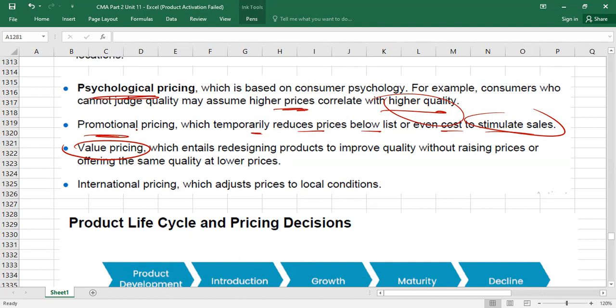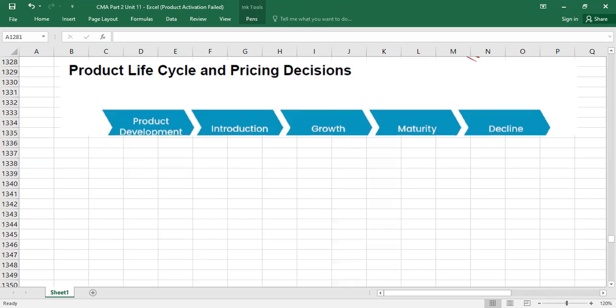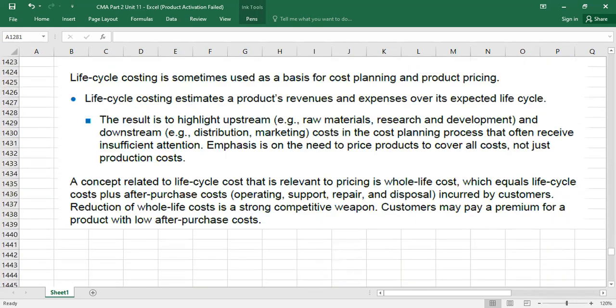Then you have international pricing. International pricing means they always adjust pricing to local conditions. For example, KFC: one burger may have a different price in the USA, and the same burger may have a different price in India or another country. This is what is called international pricing, where they adjust the price to local conditions. Understood, guys? This is what you have to go through. And now I'm going to show you some questions. You can just go through the questions, guys.